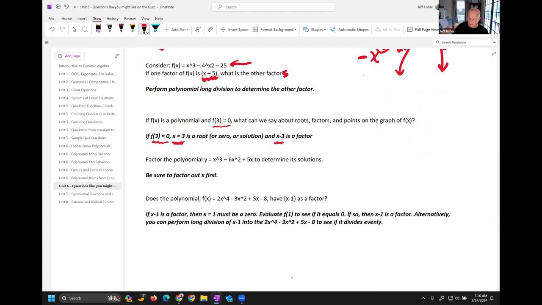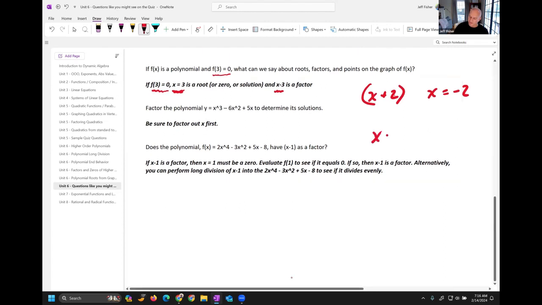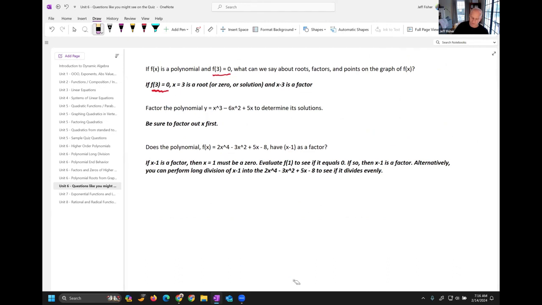This is this ability to go back and forth between understanding what a root is and a factor is. If a factor is x plus 2, then its root is x equals -2, because we just set x plus 2 equal to 0. If we have a root of x equals -17, then we know that its factor is x plus 17, right? That's how we go back and forth between roots and factors. And that's what we've been doing all day, okay?